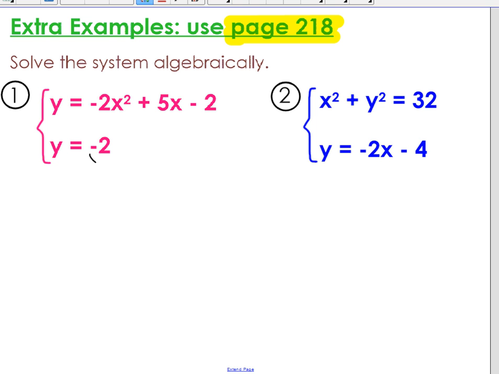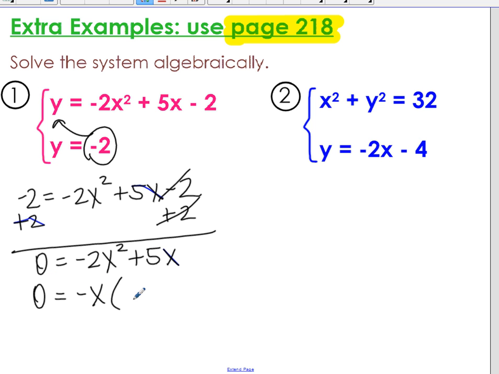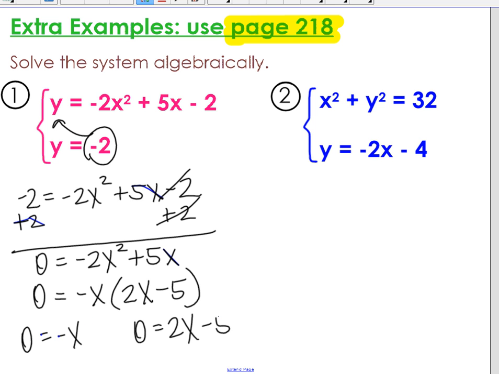All right, so here you should take this -2 and sub it in, and we get -2 equals -2x squared plus 5x minus 2. So we're going to add 2 to both sides and get 0 equals -2x squared plus 5x. These end up canceling, so that's kind of nice because to solve this, I can take out an x. I'm actually going to take out a -x to make my life easy. And then I have 2x minus 5 left.